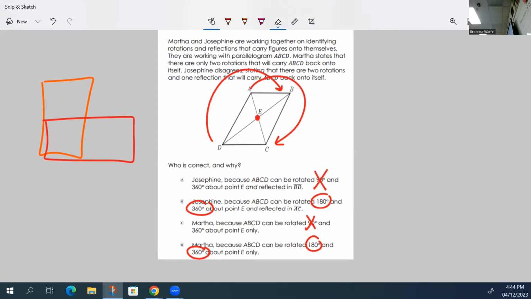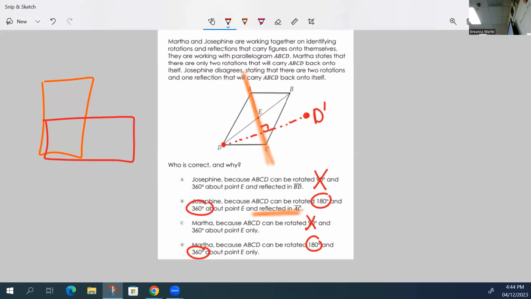So the question here is this part right here, reflected over AC. So if this is your line of reflection, that means that we're flipping this, like if you had it on paper, you're flipping it over. And when you flip, it's flipping at a 90-degree angle. So that means that D is going to end up flipping somewhere over here. And D obviously doesn't match up with B. So that means that B is out, and D is your correct answer.